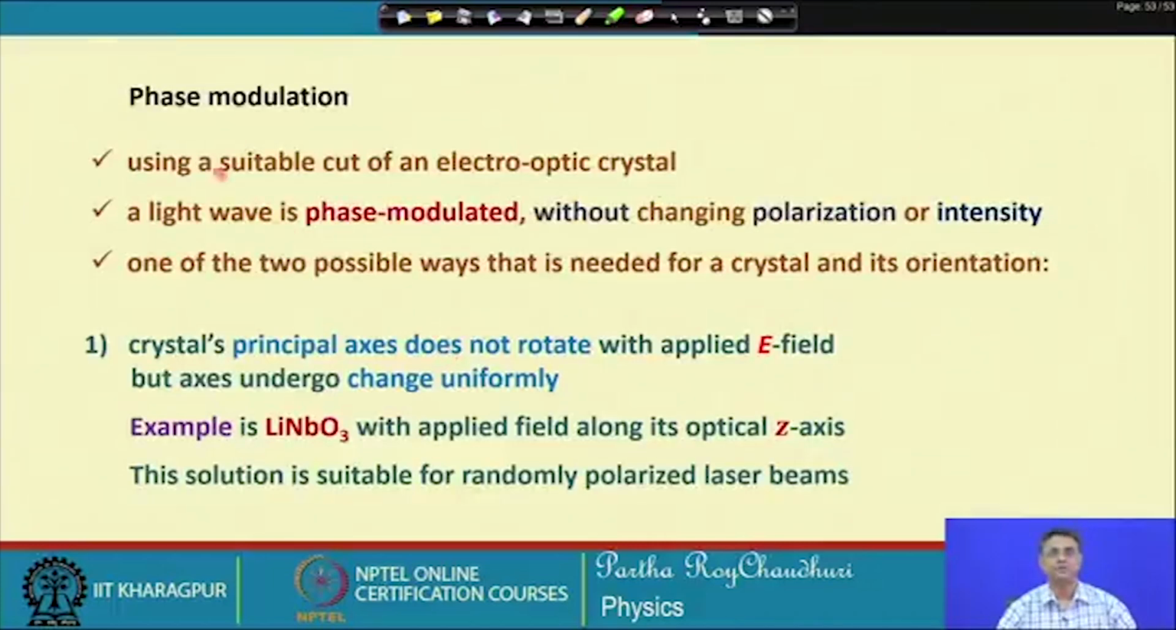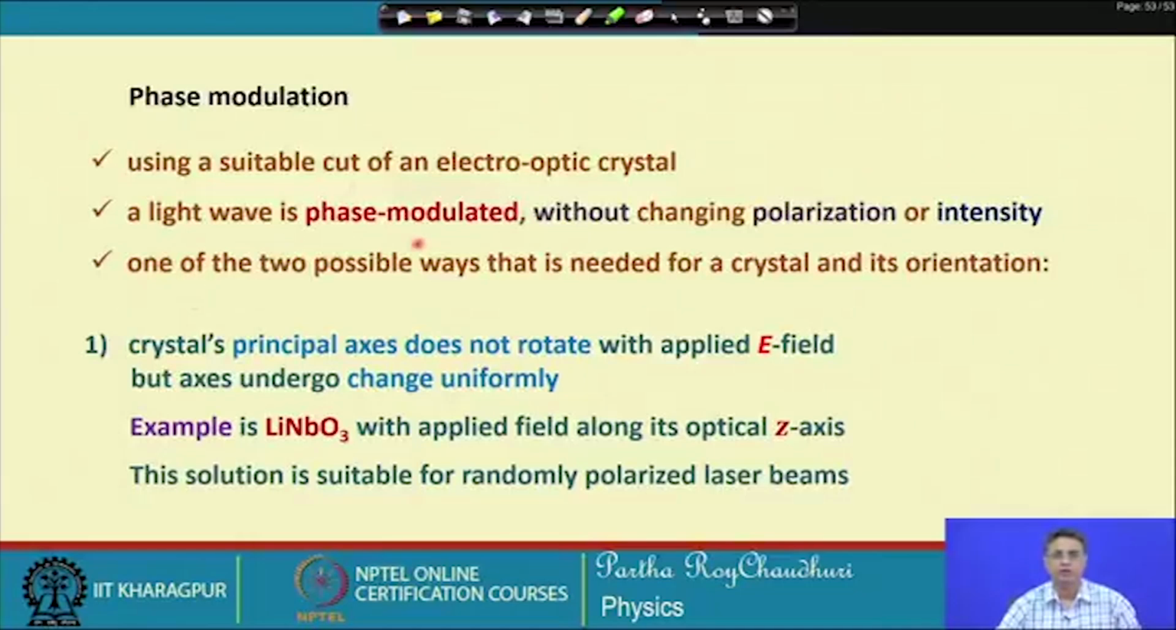So, for phase modulation, one can use a suitable cut of the electro-optic crystal. A light wave is phase modulated without changing the polarization or intensity, because otherwise it will be mixed and will be difficult to decipher the phase modulation information.